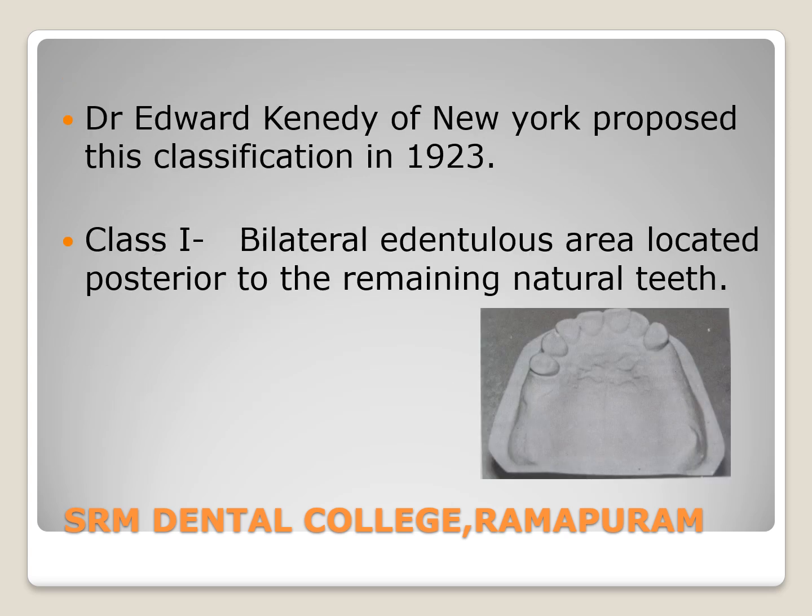Dr. Edward Kennedy of New York proposed this classification in 1923. He has given 4 classes: class 1, class 2, class 3, class 4. Coming to class 1. Class 1 states that bilateral, bilateral means both the sides, edentulous, edentulous means tooth is absent. It's a bilateral edentulous area located posterior to the remaining natural teeth. Means it's located posterior and it's located bilaterally. Okay, that's called class 1.